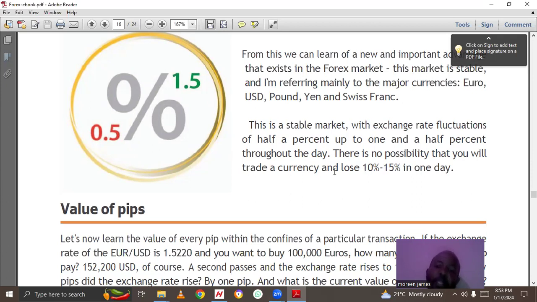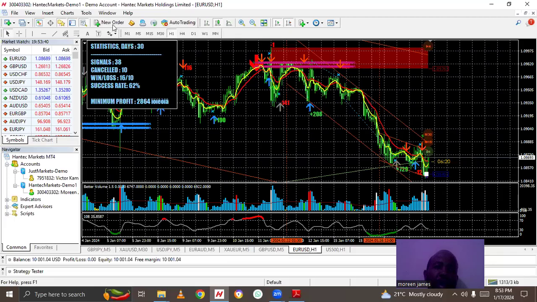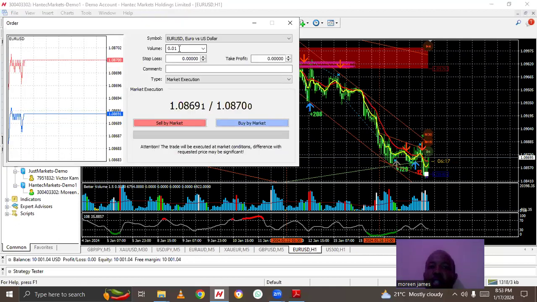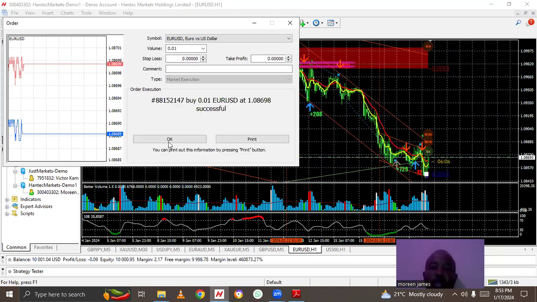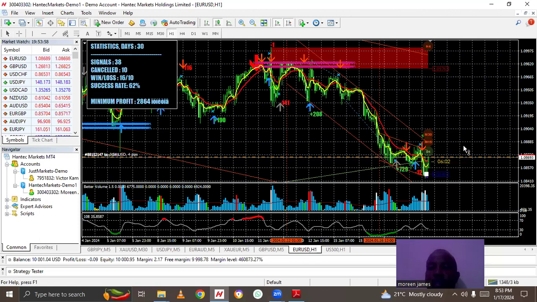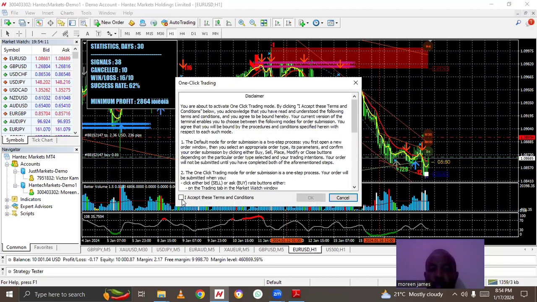If the market is moving 1 or 2%, it's very, very hard for you to lose an account. We agree on that? Because now it's moving 100 pips or maybe 50 pips. That means even if I used 0.01, the lowest lot size here as volume, I did a new order and I buy or sell. Let's say I've bought. You hold on the green line, you can see if this moves 23 pips, I'll make around $2.36. Then you accept terms and conditions, then you say okay.